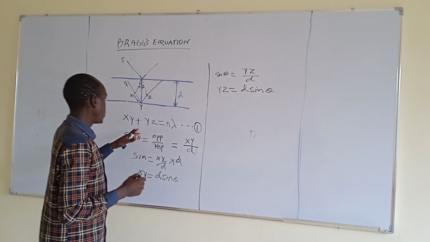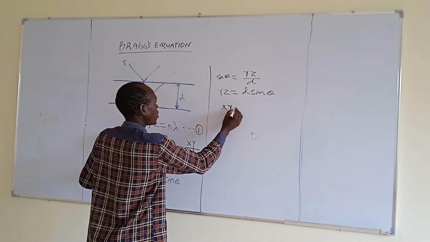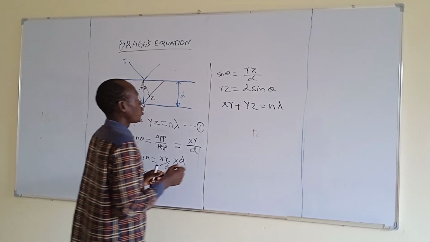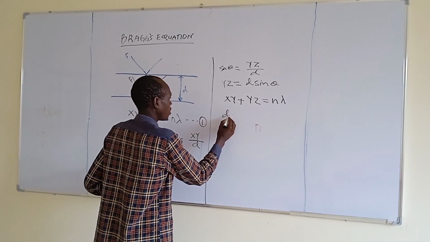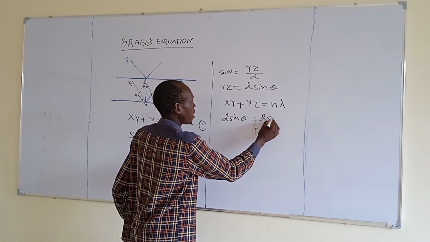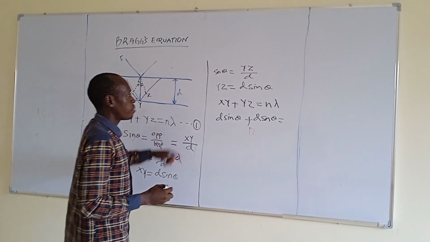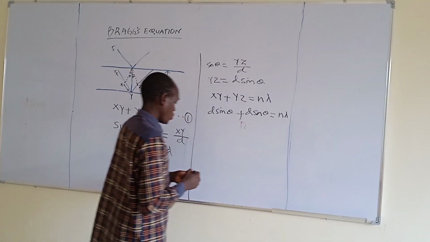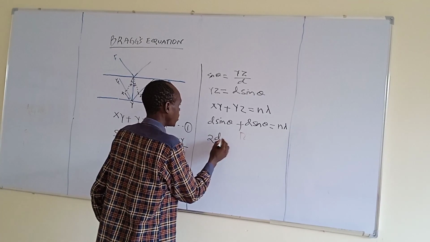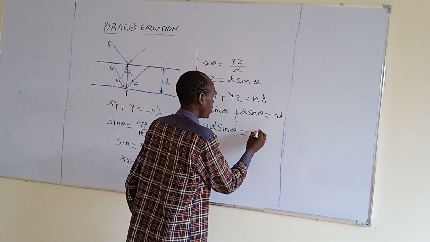We shall have to relate this equation 1 with whatever findings we have gotten here. So we got that XY plus YZ is equal to n lambda. So our XY we've gotten as D sine theta, then plus our YZ we've gotten as D sine theta, is equal to n lambda. So when we add this D sine theta plus D sine theta, then definitely we shall get 2D sine theta, which is equal to our n lambda.